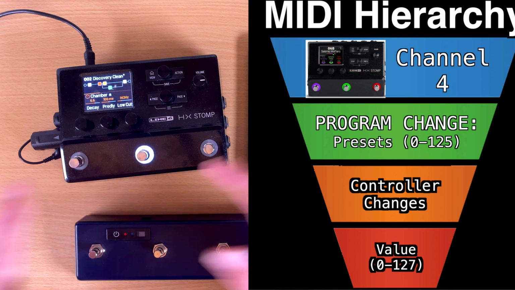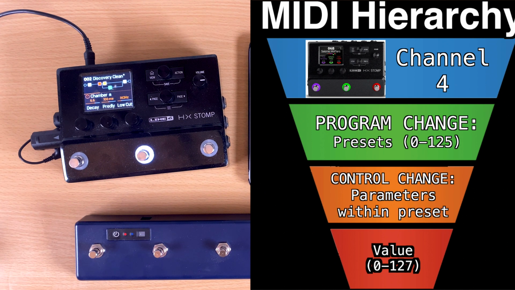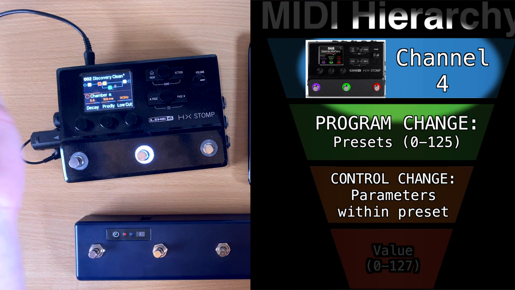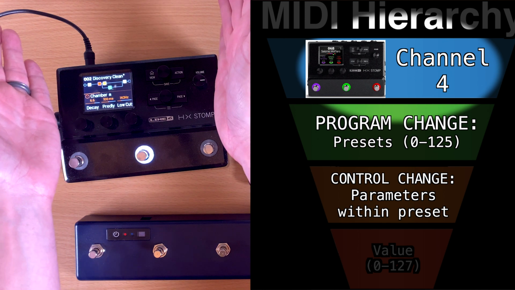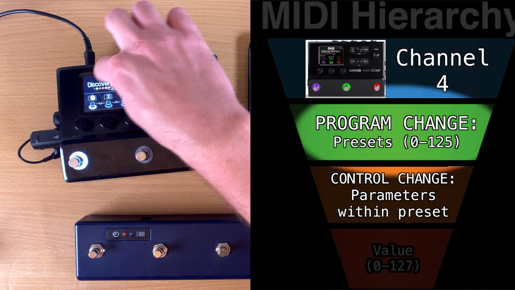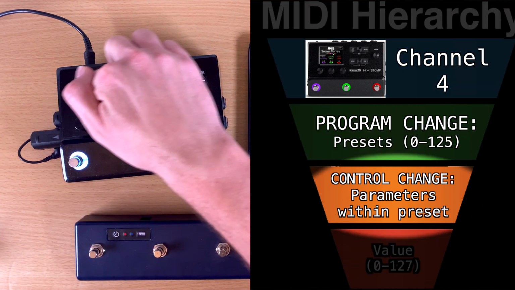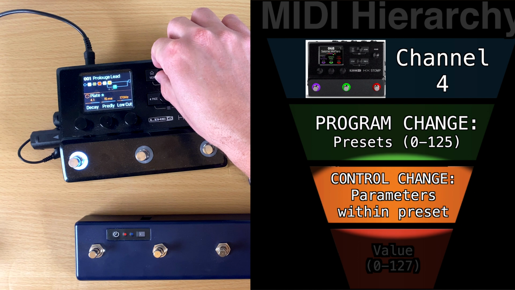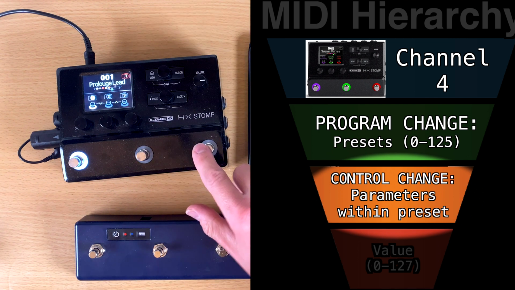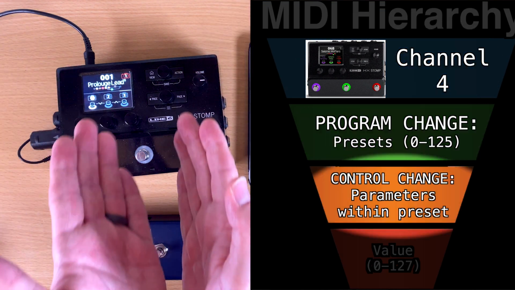So the control change or controller changes, those are used to control the parameters and parts within that preset. In my case, for the HX Stomp, the amps, the effects, the reverbs, and stuff like that. So again, we have our MIDI channel, which is MIDI channel 4, which controls everything in the HX Stomp. Going deeper into the funnel, we have program changes, which are going to change the preset. And then deeper into those presets, we have all the different parameters that we can control in here. The effects, what type of effects, how much of those effects, what button do I push, stuff like that. So we have MIDI channel, program change, control change.